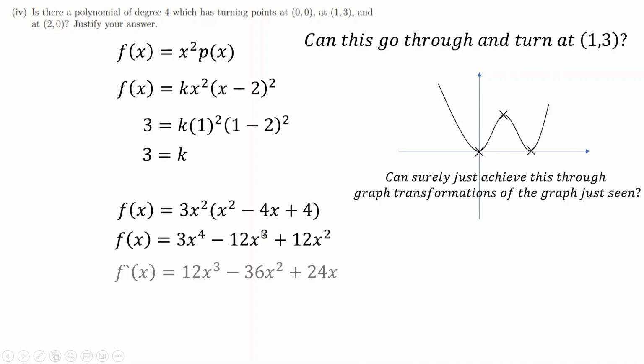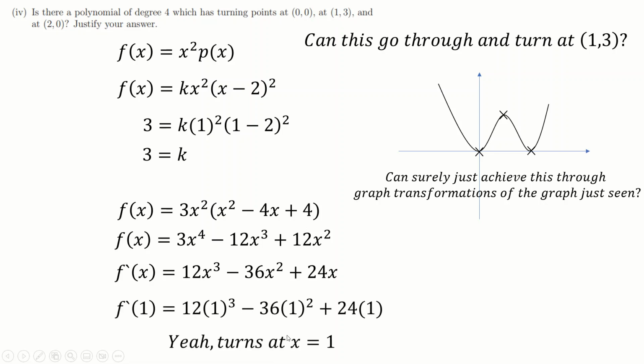You could differentiate it if you wanted to, and just check that the derivative is 0 when x is 1, because this needs to be a turning point, remember. So check the derivative is 0 when x is 1, and it is. So this makes 0, so good. This is fine, this exists, which I think I just said there.